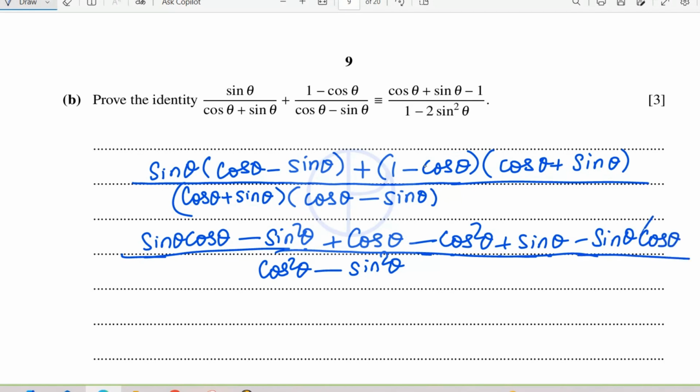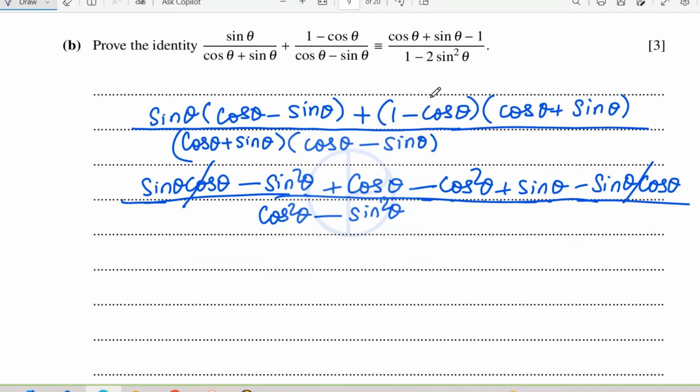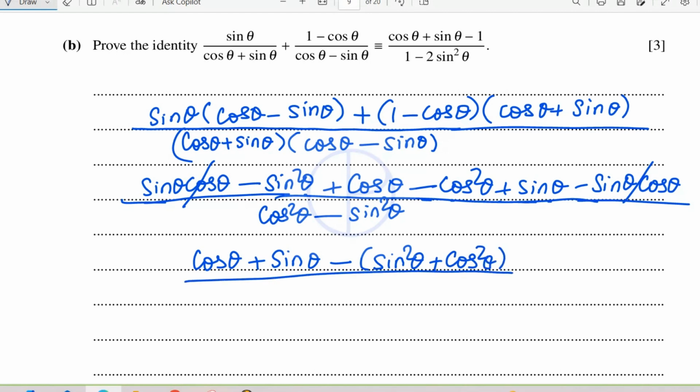Now we can cancel these two terms. We can write the remaining terms as cos theta plus sin theta minus sin square theta minus cos square theta. So minus of sin square theta plus cos square theta, divided by cos square theta minus sin square theta.